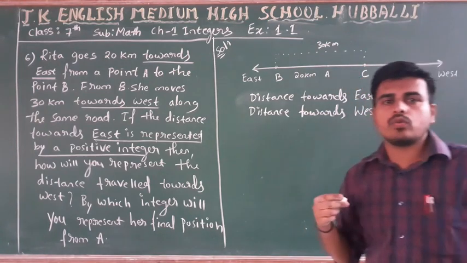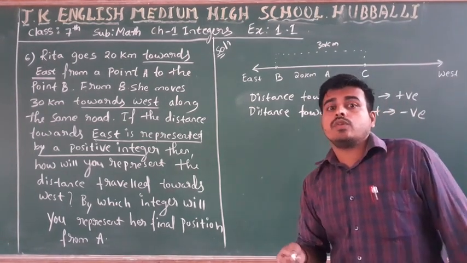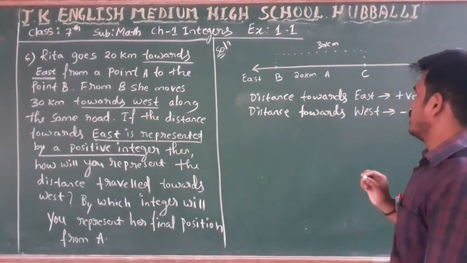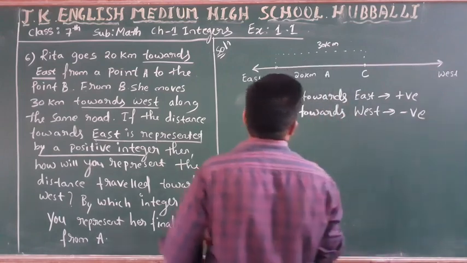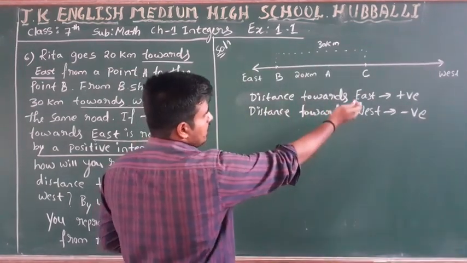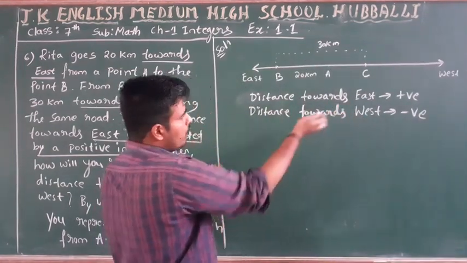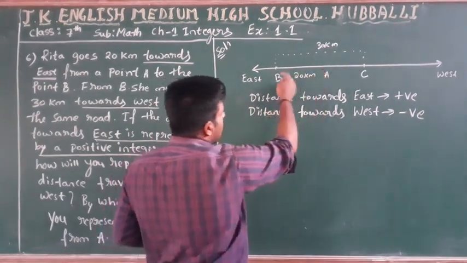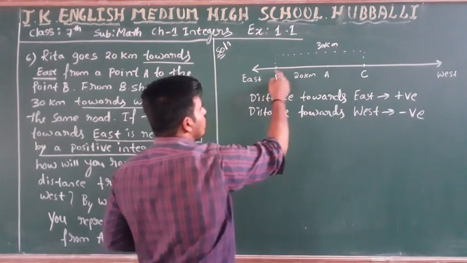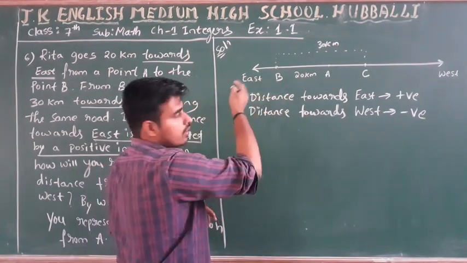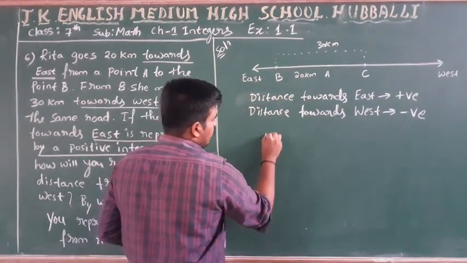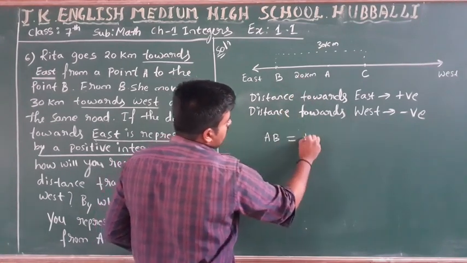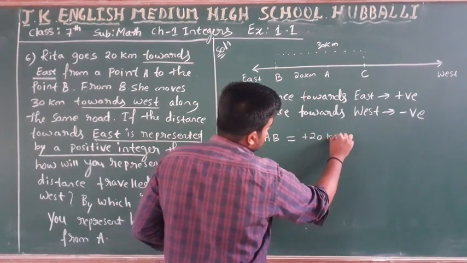Now how are you going to represent her final position? In the form of an integer. So first we have to write. See, already we mentioned towards east as positive, towards west as negative. Now I will write from A to B. From A to B is towards which direction? East. Therefore, AB will become what? Plus 20 kilometer. Plus 20.